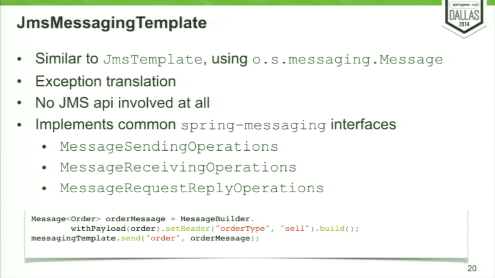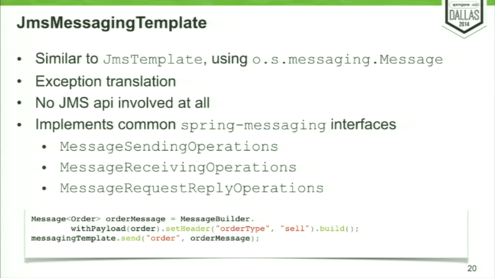So you can use a message builder to build one of those generic Spring messaging messages and use your messaging template to send them. It's basically a variant of JmsTemplate using Spring Framework messaging types and providing a degree of abstraction that way, a degree of decoupling from the JMS model, including exception translation. There is no JMS API leaking through here.